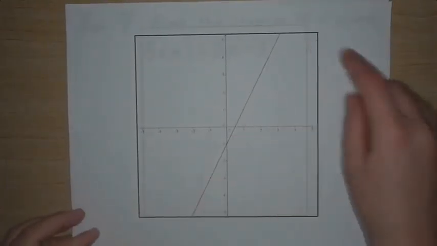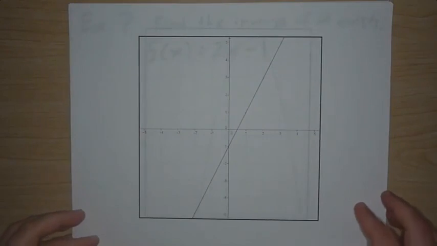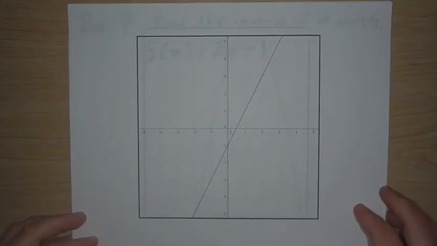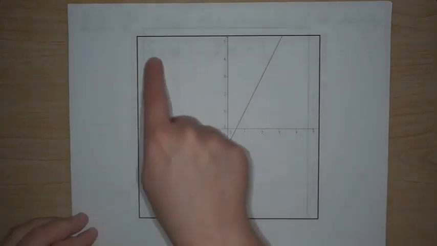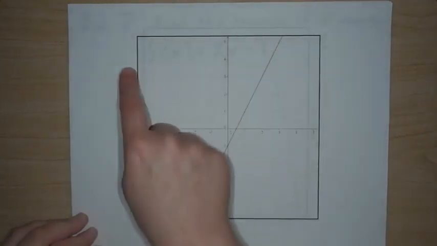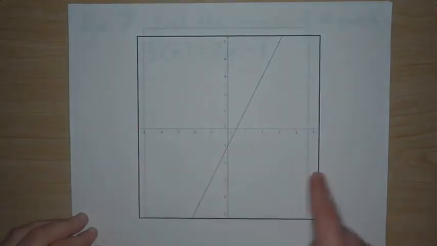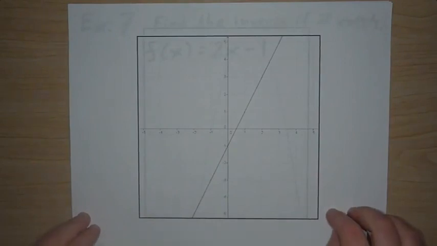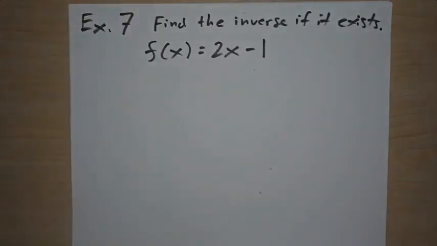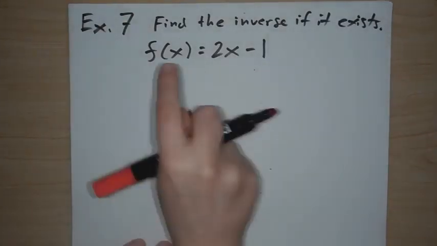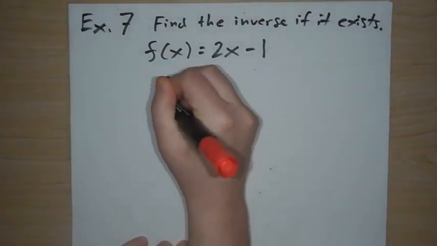We can see it's a line. To find out if an inverse exists, it needs to pass the horizontal line test, which determines if the function is one-to-one. So if we draw an imaginary horizontal line through this entire graph, it'll touch the function once. And so it does pass the horizontal line test, and so we know the function is one-to-one, and therefore the inverse does exist. And so to find the inverse, we're going to rewrite this where f of x is y.